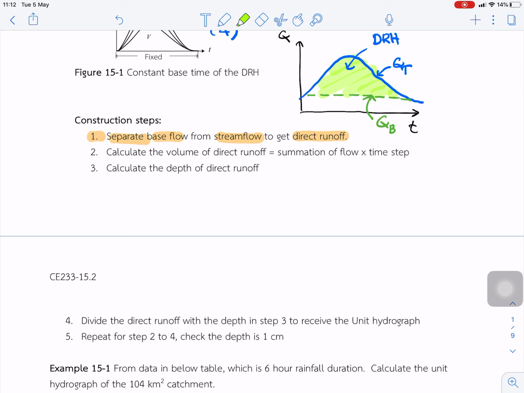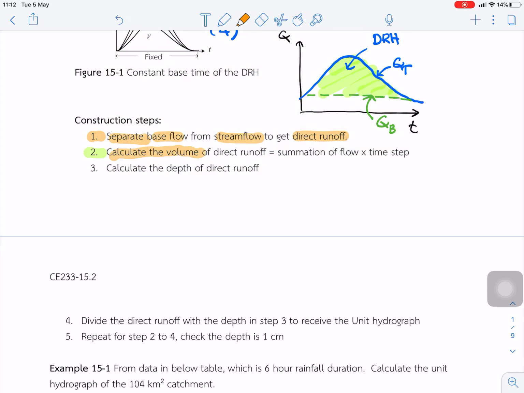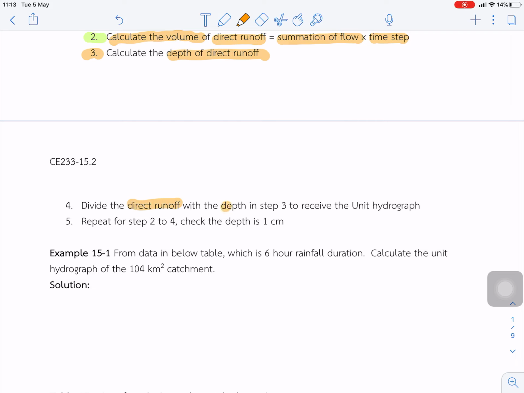And next, calculate the volume of the direct runoff from the summation of flow over the time steps. Okay, and calculate the depth of the direct runoff. And after we get the depth, we divide the whole coordinate of the unit graph by the depth. And fifth, we repeat steps 2 to 4 again to check whether the depth is 1 centimeter or not.